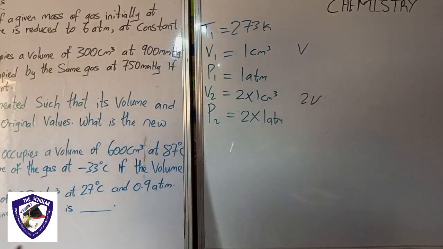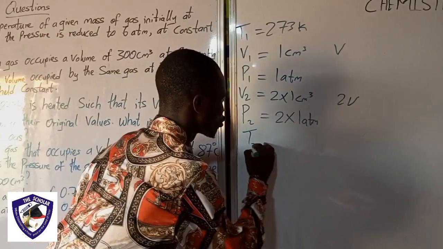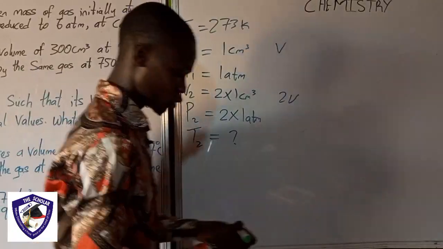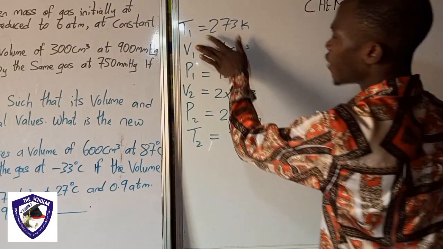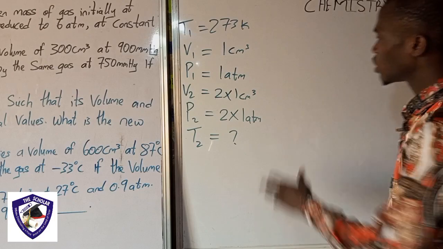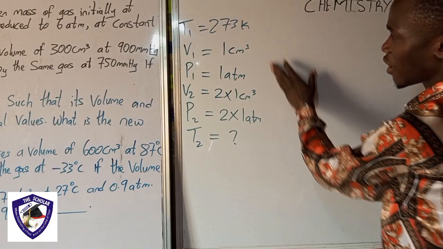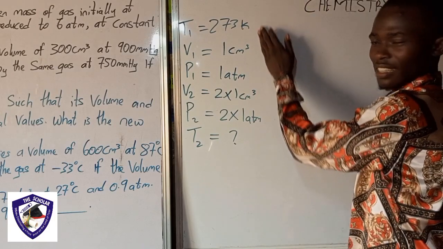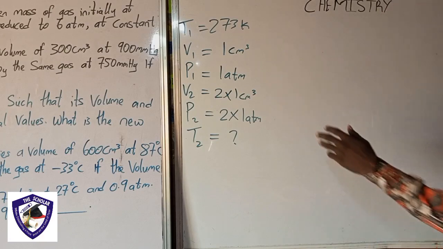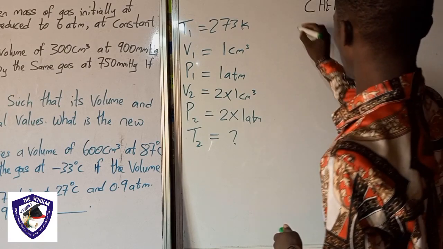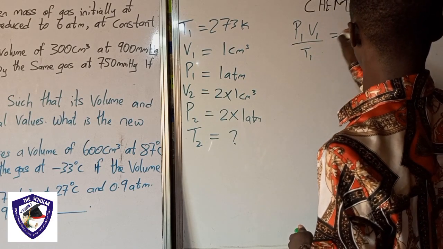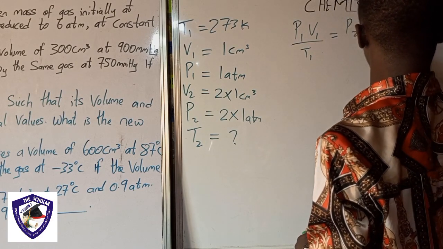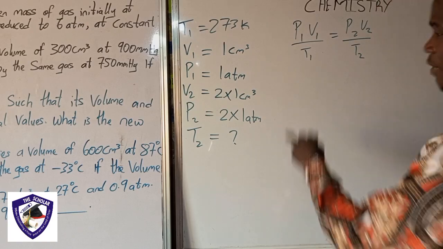Now the question says, what is the new temperature of the gas? That is the T2. We are looking for what? T2. Now looking at the parameters, we have pressure, we have volume, we have temperature. And which of the laws comprises these three parameters? That is the general gas law. So we are using the general gas law equation. Now let's input our values.